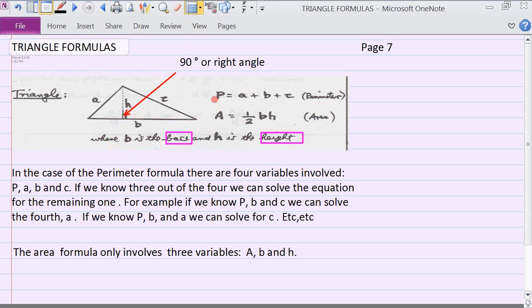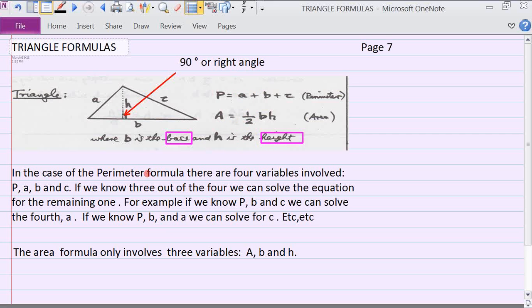And the perimeter is the sum of the three sides, so A plus B plus C. And the area of this triangle is given by multiplying the base here, which is B, the length of that, by the length of the height, H, and dividing by 2. Or we can write 1/2 of B times H. B is the base, and H is the height. So from the triangle, we can get out two simple formulas.